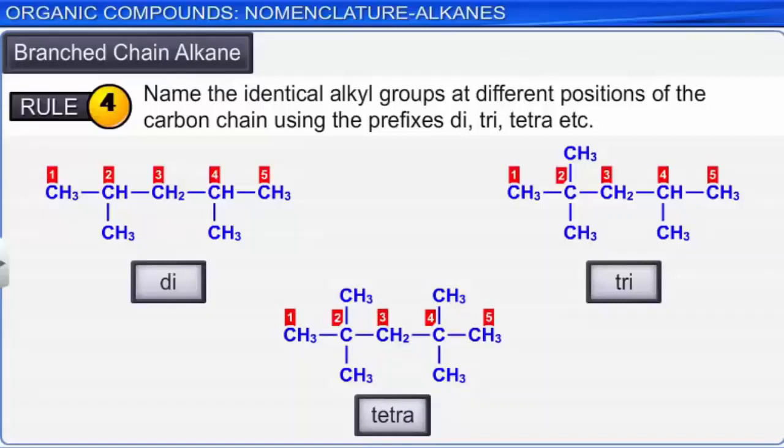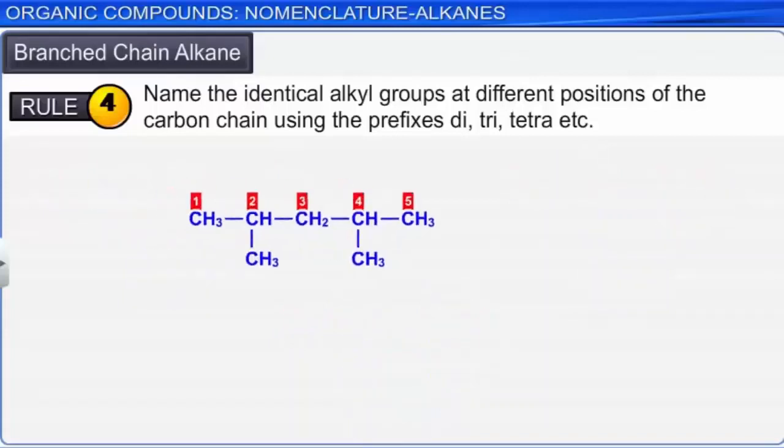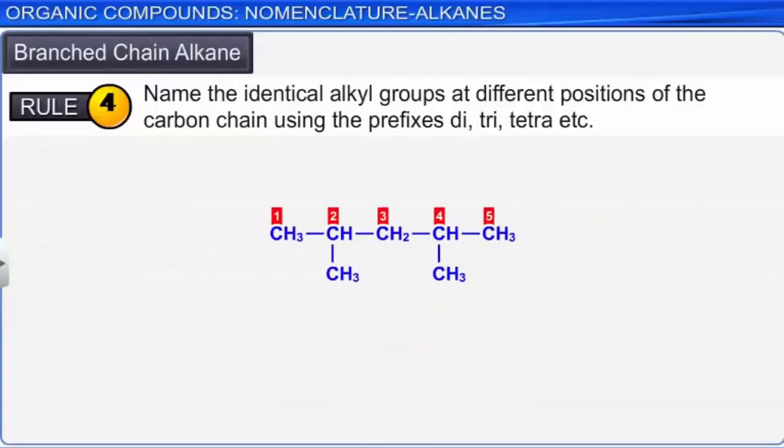For example, while naming the following compound that has 2 methyl substituents at 2 and 4 positions, the prefix di is used. Hence, the name of the compound is 2,4-dimethylpentane.